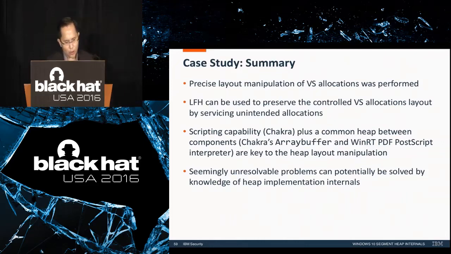So to summarize, the case study showed that precise layout manipulation is achievable in heaps managed by the segment heap. Specifically, it showed how the layout of VS allocations can be controlled and how the LFH can be used to preserve the controlled VS allocation layout. The two main elements that allowed the precise heap layout manipulation in the case study were the scripting capability provided by the Chakra JavaScript engine and the common heap used by Chakra's array buffer and the WinRT PDF PostScript interpreter. Finally, when developing proof of concepts, one might encounter issues that seem to be unresolvable, such as the target address corruption described in the case study. In cases such as those, understanding the internals of the heap implementation will sometimes provide the solution.